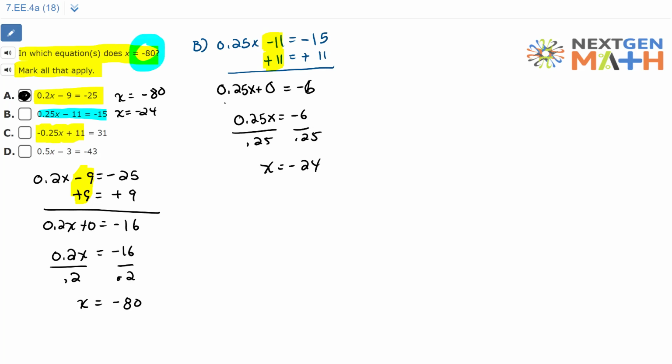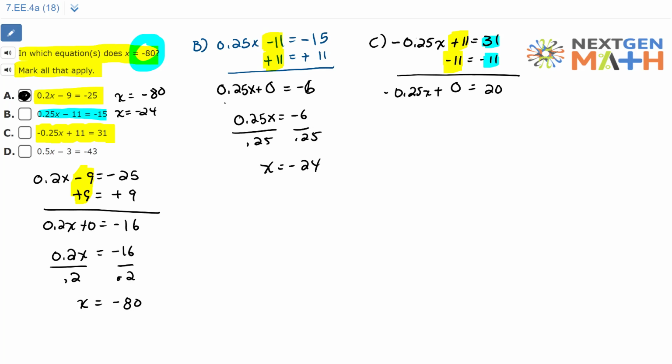On to C. C looks similar in scope. C, we have negative 25 hundredths x plus 11 equals 31. So again, we're going to isolate x first by subtracting 11 from each side, because we know plus 11 minus 11 is going to be equal to 0. And then 31 minus 11 is equal to 20. And we have this negative 25 hundredths x over here, plus 0. Let's rewrite this as negative 25 hundredths x equals 20.